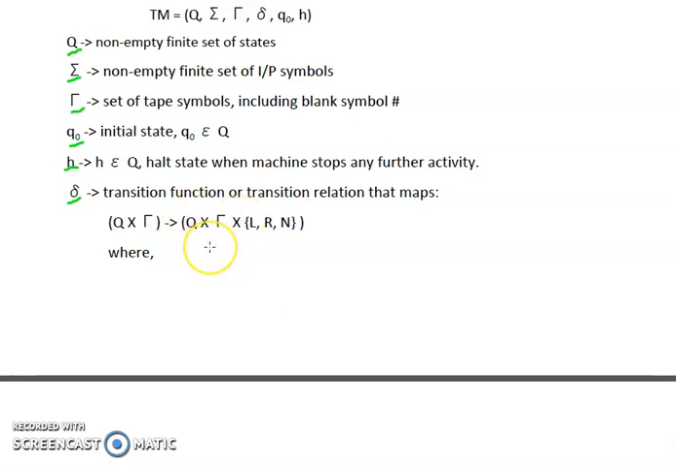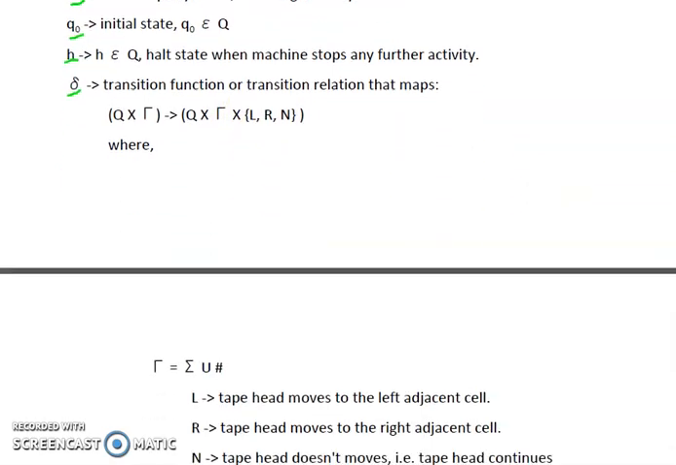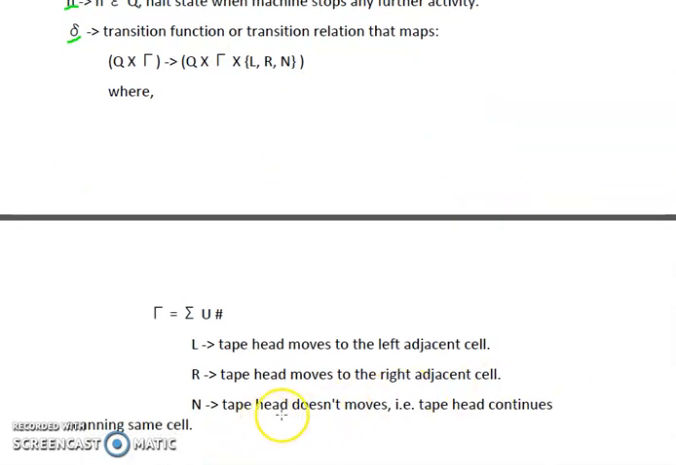Into gamma, that means a symbol from the gamma only, from the tape only, is taken. Into L, R, N. So L represents the left movement of the tape, R represents the right movement of the tape, and N represents that the tape doesn't move. That is, the tape head continues scanning the same cell.